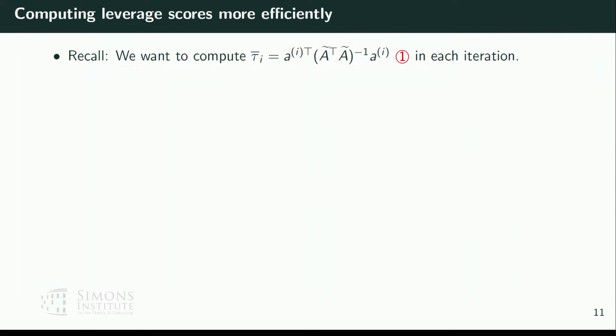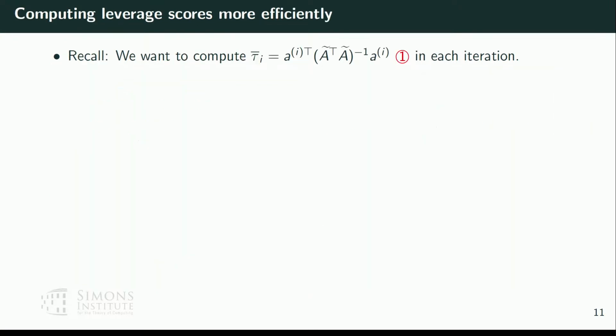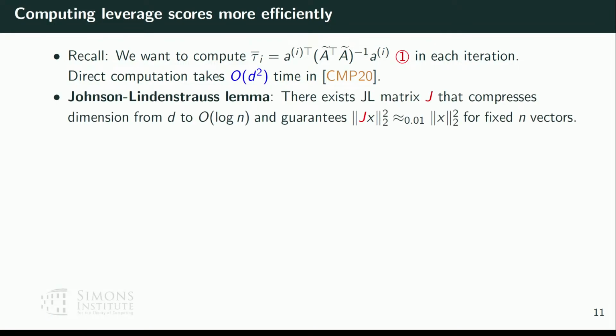Okay. So next, let's talk about the time for computing the leverage scores. If we compute it directly, that is, if you don't do any trick, that's what was done in the first papers, this would take d squared time. Why? Because the matrix already has size d by d, and if we just want to multiply the matrix with a vector, it would take d squared time.